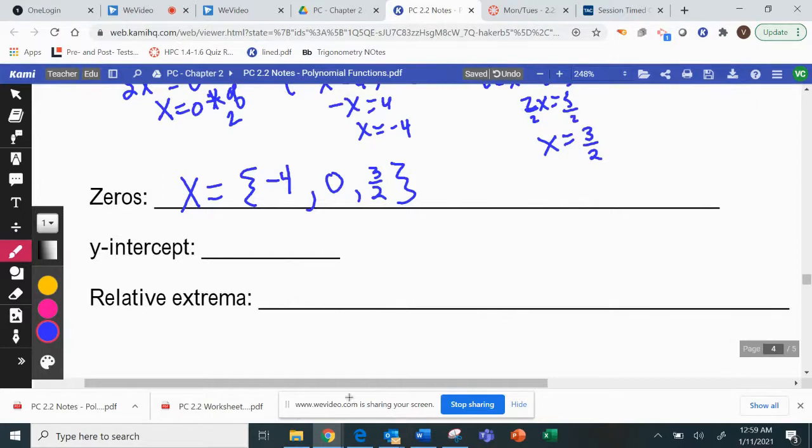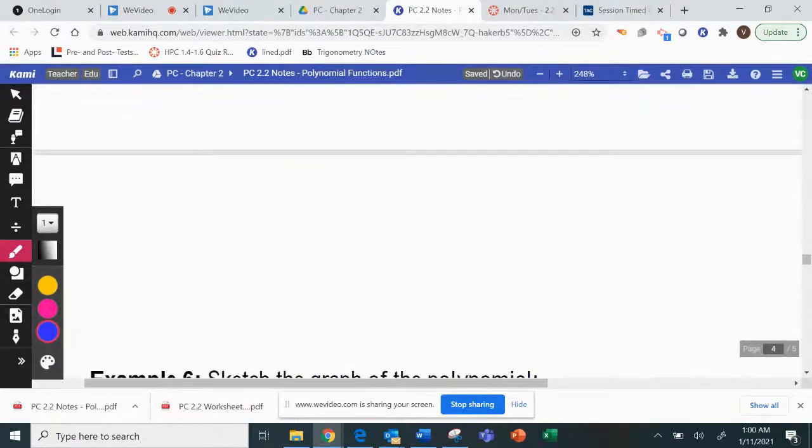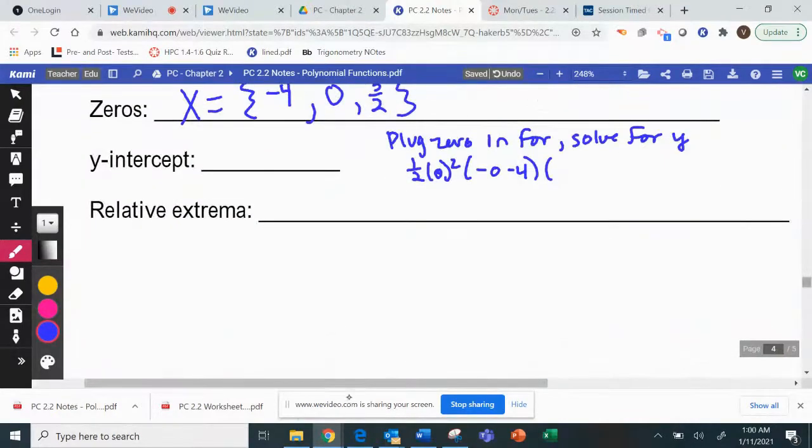Y-intercept. To find the y-intercept, we plug 0 in for x. Solve for y. So in my original question, we had 1/2 x squared, so 0 squared, multiplied by negative 0 minus 4, multiplied by 2 times 0 minus 3. And this is negative 4. It actually doesn't matter. This is negative 3, but this is 0. So if I'm multiplying everything by 0, this is going to be 0.